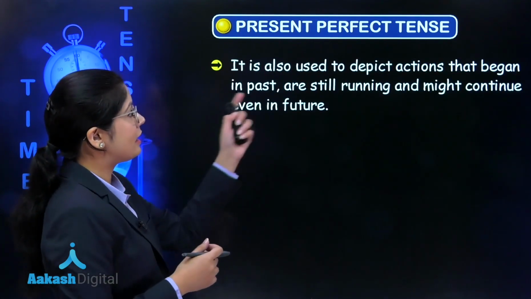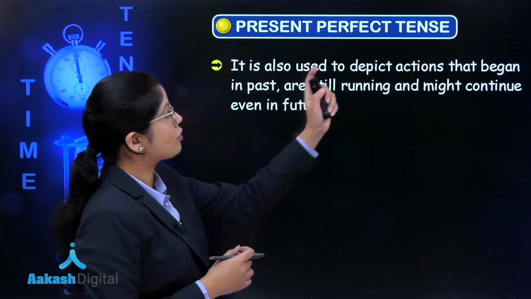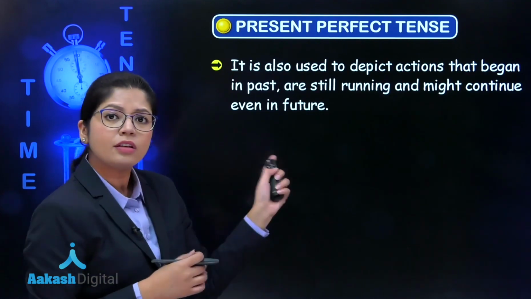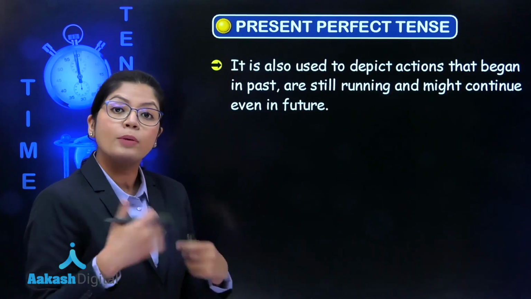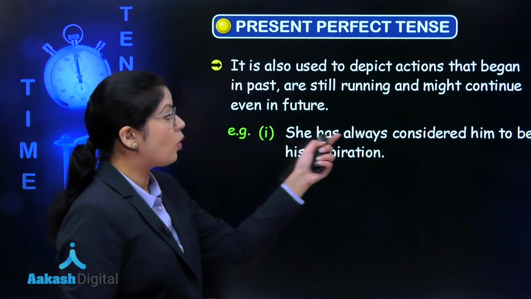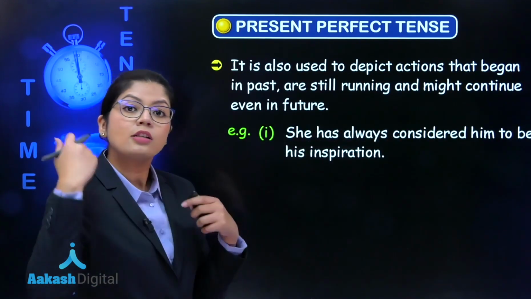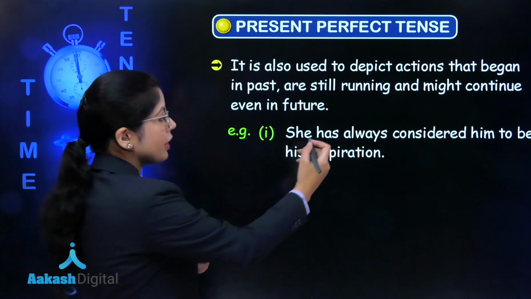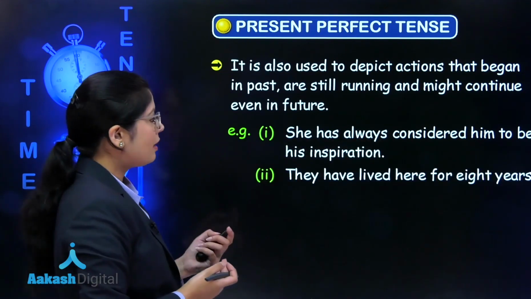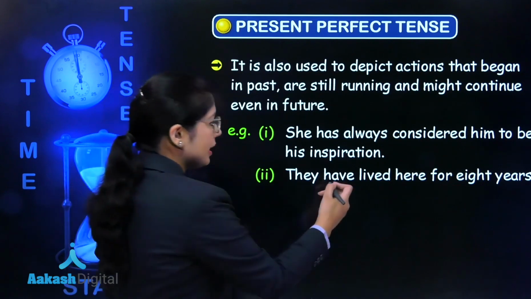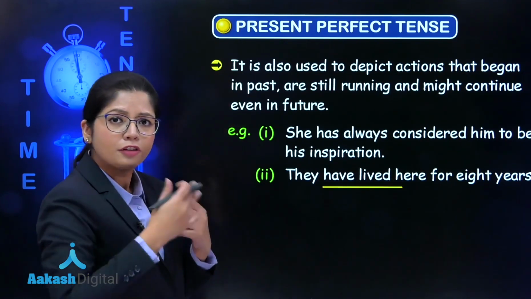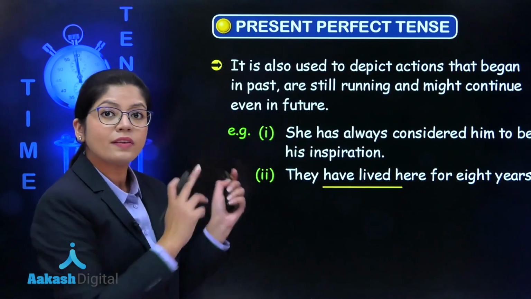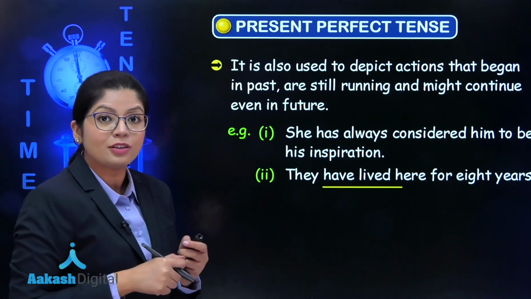And now we can easily notice the next usage. It is also used to depict actions that began in the past, are still running and might continue even in future, but it's not really decided or prompted in the sentence. For example, she has always considered him to be her inspiration. This has always been there. You are not prompting from which starting point, and therefore we are using has plus V3. Similarly, they have lived here for 8 years. They have done this activity for a long enough time, might continue to live even in future, but it's not pointed out, and thus we are using present perfect and not present perfect continuous, right?